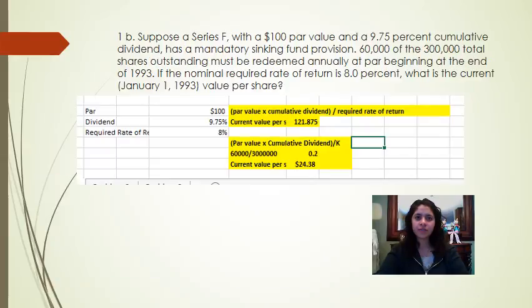B asked to find the current value per share as of January 1st of 1993. For the problem, I multiplied the par value by the cumulative dividend and divided it by the required rate of return, getting a current value per share of $24.38.